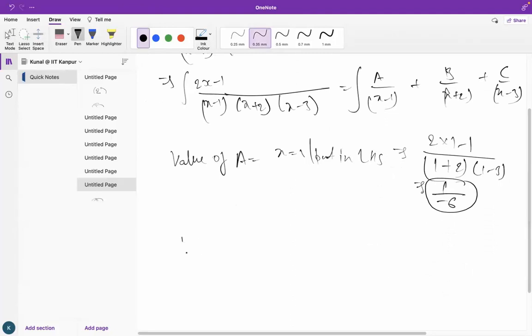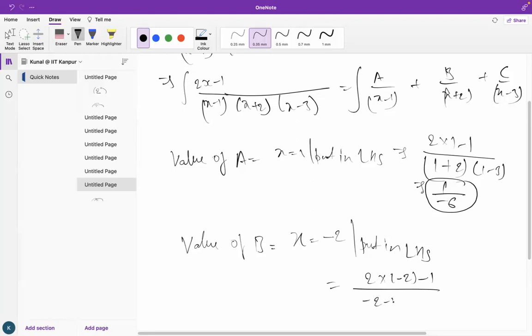Similarly, the value of b. This is a small trick, so try to apply it for easy solving. So the value of b: put x is equal to minus 2, in LHS, but except the x plus 2 term. Basically, we equate this term to zero, so it will be minus 2, but we don't put it in this term; in all the other terms we put the value. So when we put it here, what we get is 2 into minus 2 minus 1 divided by minus 2 minus 1, and then minus 2 minus 3. So we get minus 5 divided by minus 5 into minus 3. So we get the value of b as minus 1 by 3.